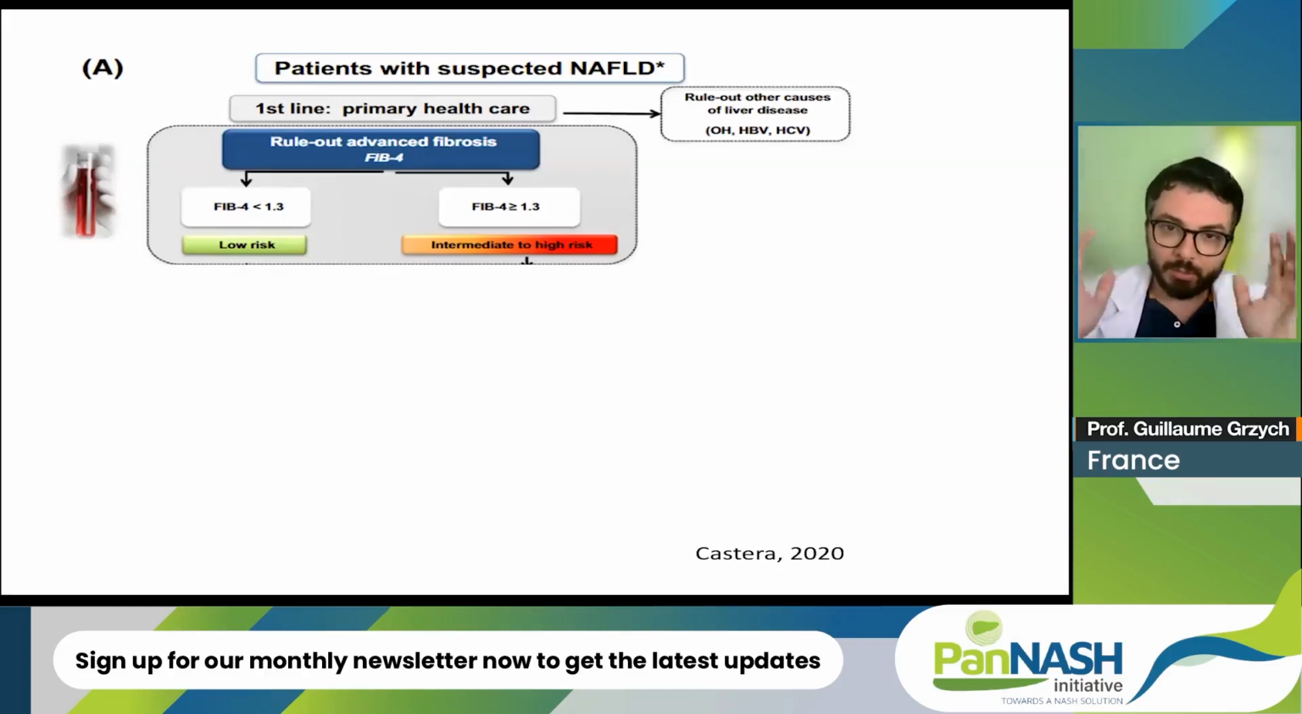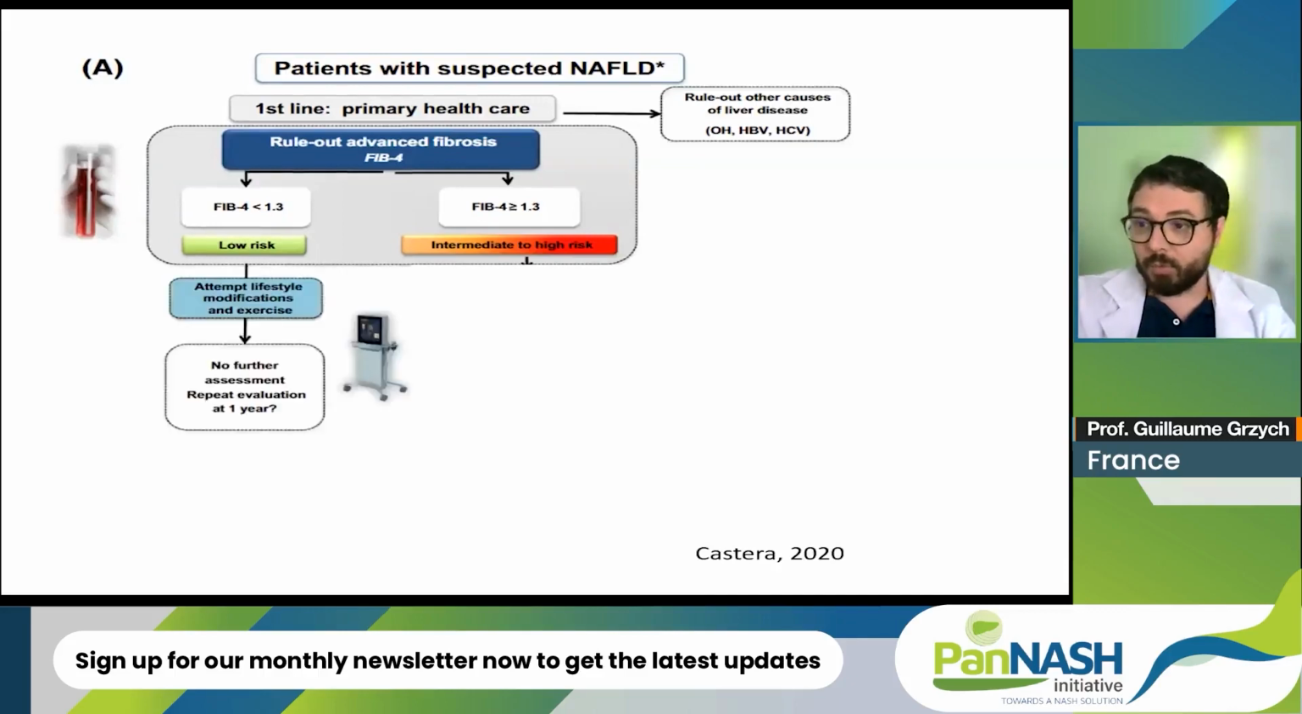You need to have specific patients. This kind of score is not demonstrated to have good performance in the general population. You have to pre-screen your patient with clinics, with etiology. So in the first line of primary health care, you could use a FIB-4 here with a specific cutoff depending on age, to identify patients with low risk, with the FIB-4 not elevated.